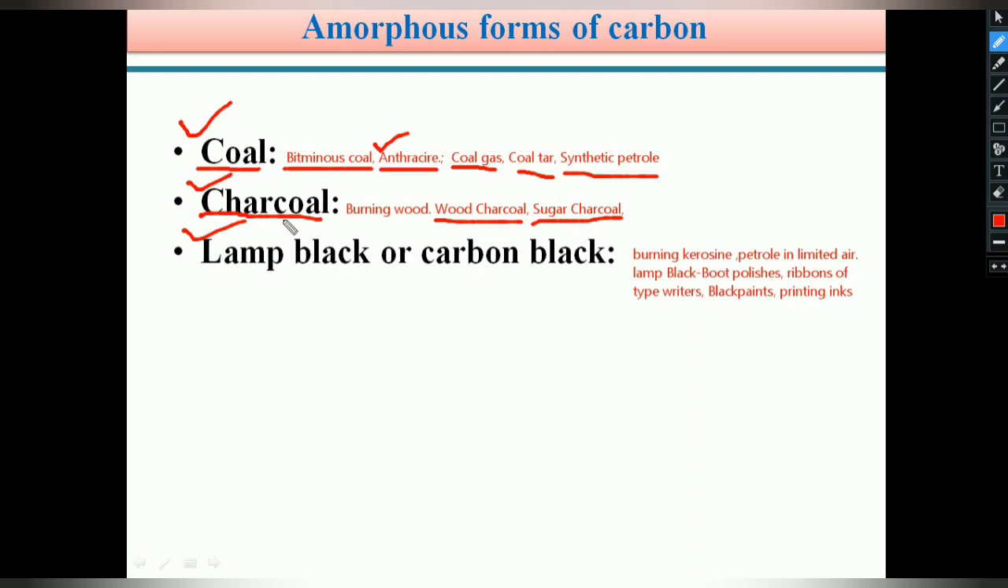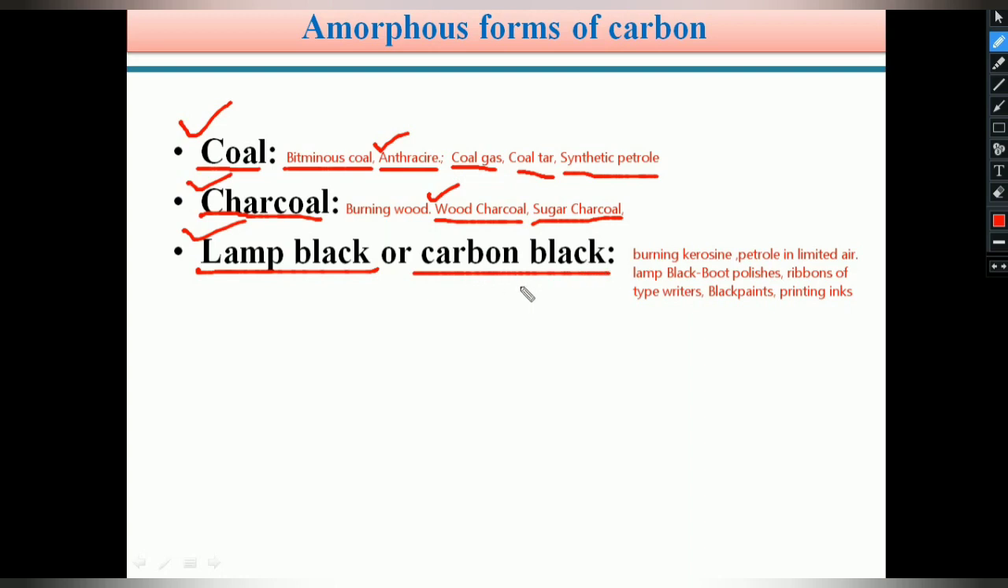Generally, these charcoals are used in the freshening of air. So these are used in air conditioners, where bad smell is controlled with the help of charcoal. They are also used in purifying sugar syrup, as the color impurities present in the sugar syrup can be removed with the help of charcoal. And wood charcoal is used as an adsorbent.